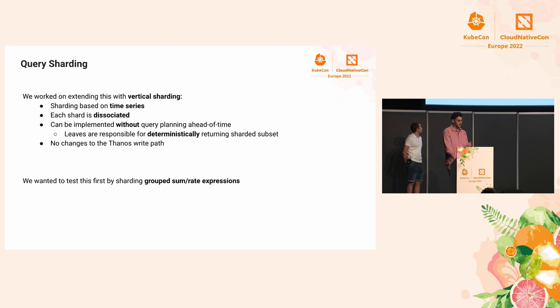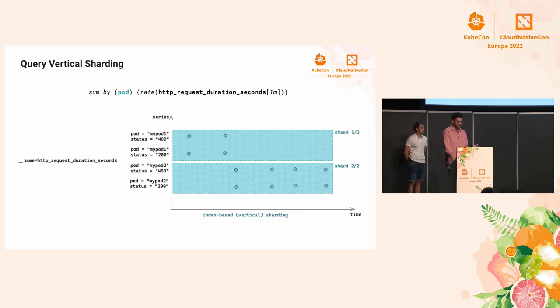So the first expression that we wanted to implement for this vertical query sharding is this very common grouped sum rate expression. So assume you have the same expression where you're summing by pod, and you want to see the rate of increase of a counter metric, in this case, HTTP request duration seconds. Instead of sharding across the time axis, we actually want to shard across the unique time series themselves.